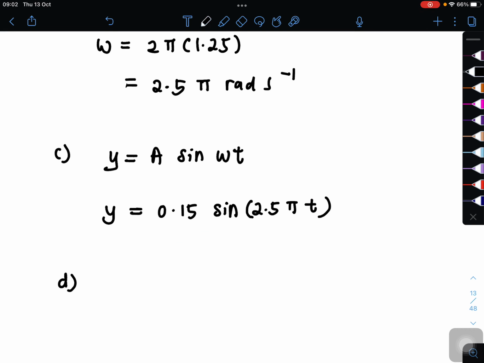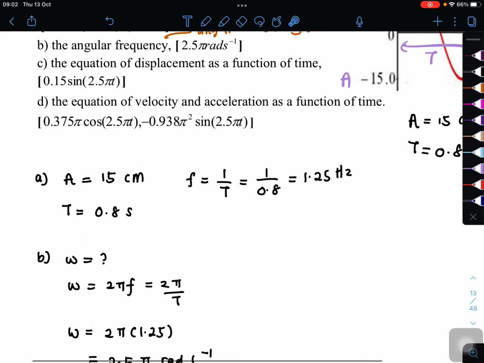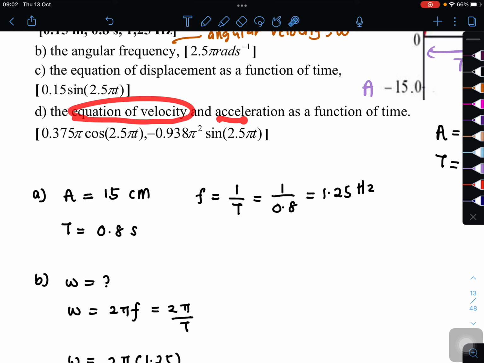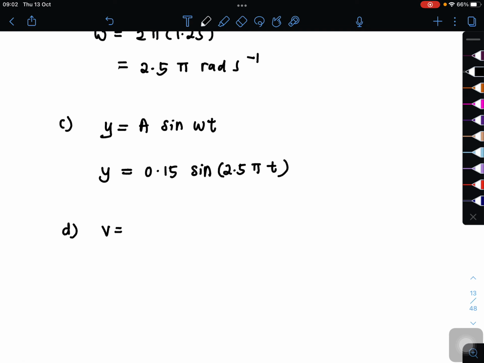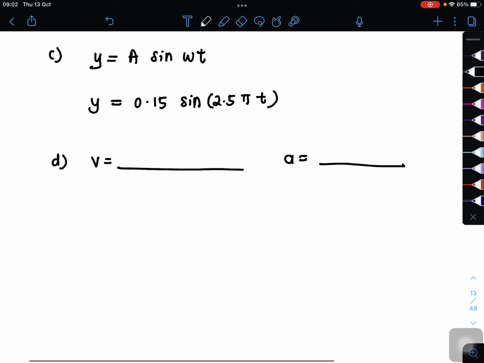Okay, next one. We want to find the equation of velocity and acceleration as a function of time. So we want to find the equation for velocity, and then the equation for acceleration. Before this, we need to derive these equations by differentiating the previous equation, which is the displacement time equation.